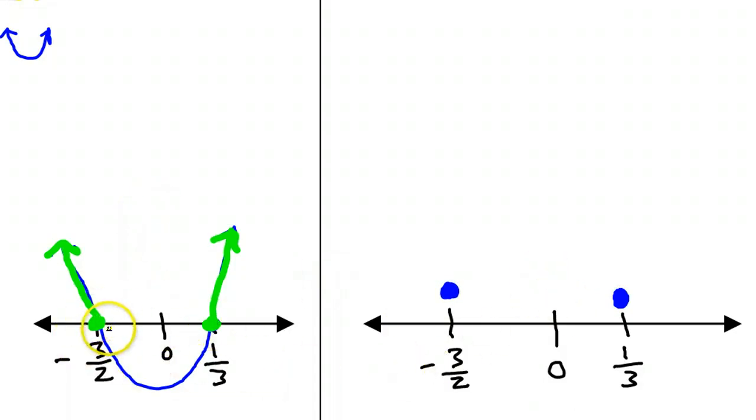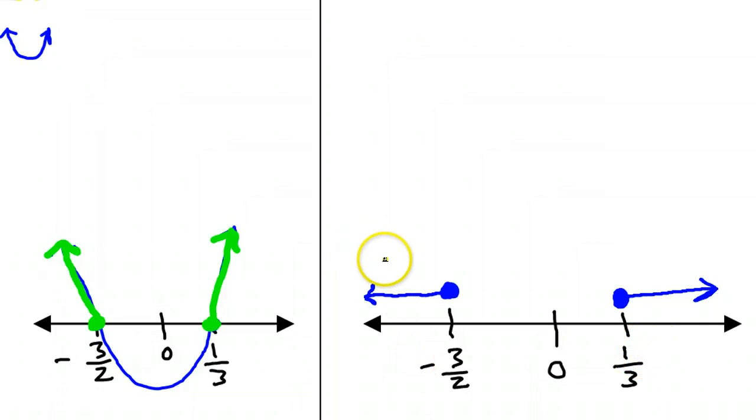Now, looking at the sketch of our parabola, we will find solutions starting at -3/2 and then going to the left. So we started here at -3/2, and then going to the left, we will have solutions. And then we have more solutions starting at 1/3 and then going to the right. So here we are starting at 1/3 and going to the right. Okay, so this is the graph of the solution set.